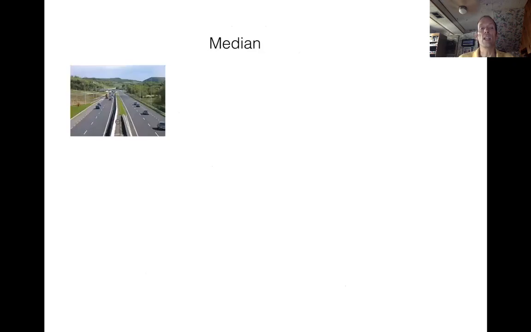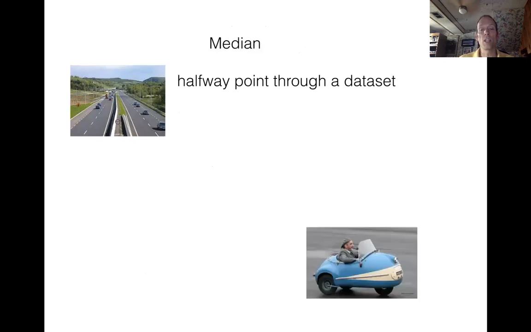Now, when you think of median, like the median in the road, what do you think of? And we would say, well, gosh, median runs right down the center, so we think of right down the center. In mathematics, it means the same thing. It means the halfway point to our data set. So let's get into a nice example.